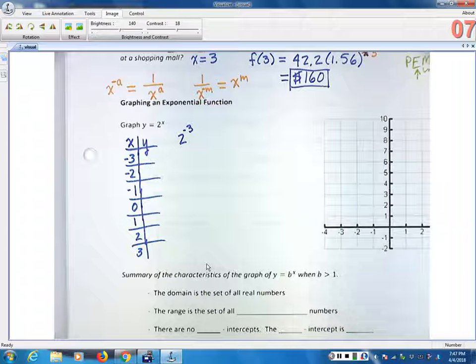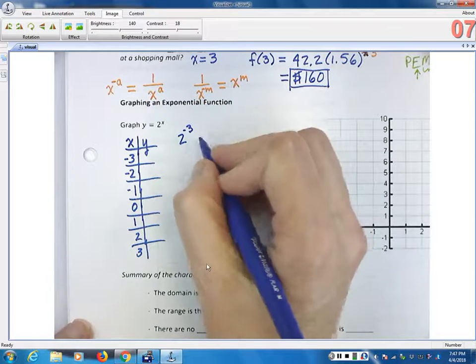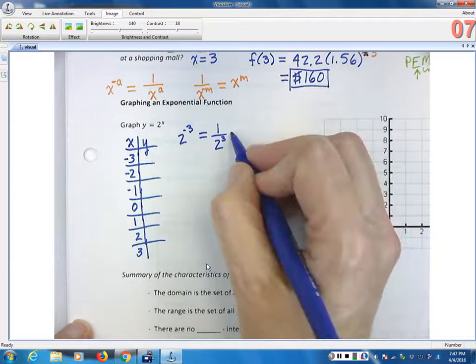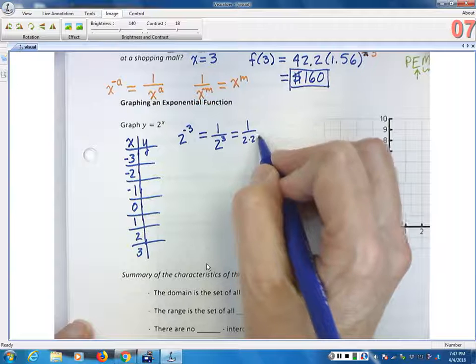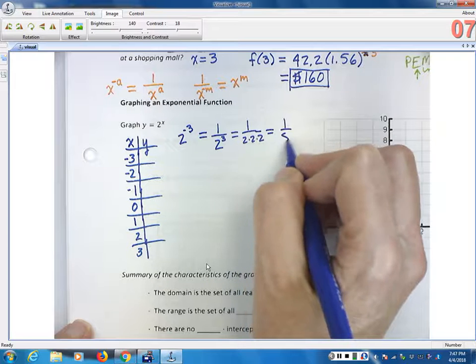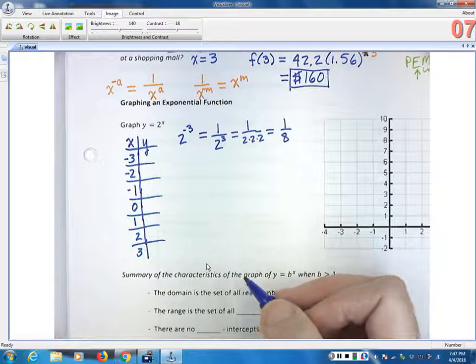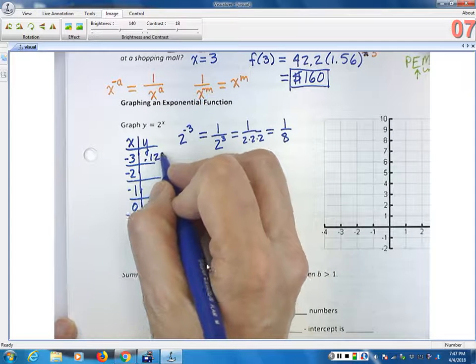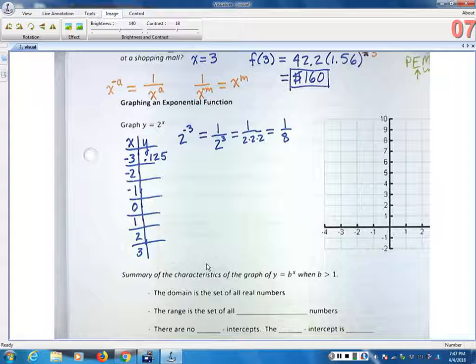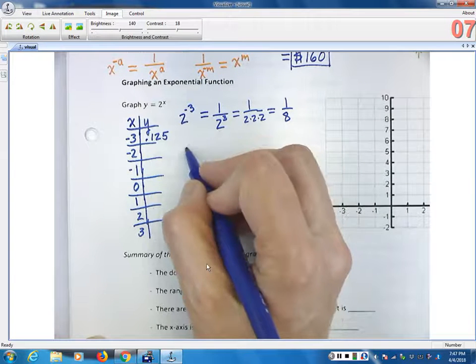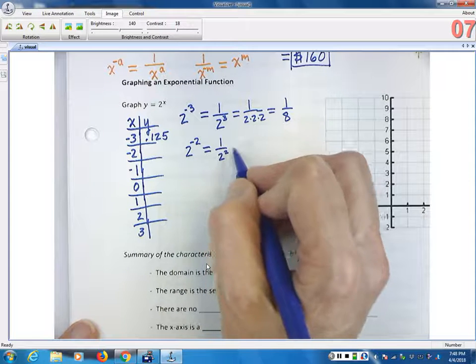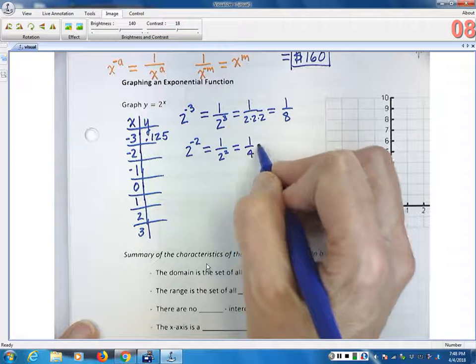So, okay, this is 1 over 2 to the third, and that's 1 over 2 times 2 times 2, which is 1/8. 2 to the third is 8. And that as a decimal, I'm just going to write it as a decimal, is 0.125. All right, the next one, 2 to the -2 is 1 over 2 squared, is 1/4, is 0.25.